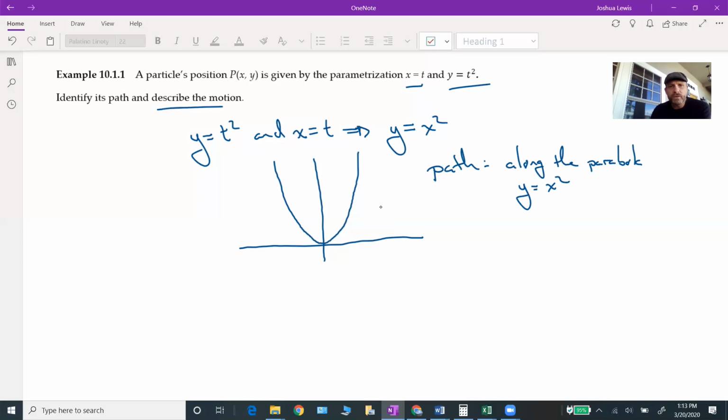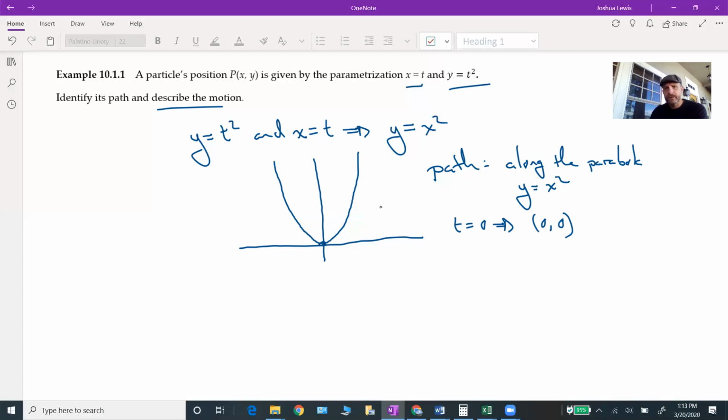But we're also supposed to describe its motion. So in other words, how is it moving along this parabola? Well, here's a good way to do it. If t is equal to 0, then x is t, y is x squared, so at time 0, this thing is at 0, 0, okay? It's right there.